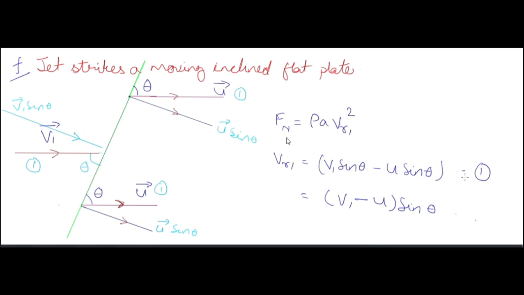So Fn will be rho a Vr1 squared, because rho a Vr1 is the mass flow rate and Vr1 is the relative velocity, meaning the change in velocity. So Vr1 is equal to v1 sin theta minus u sin theta, which is (v1 minus u) sin theta. So Fn will be rho a Vr1 squared. You can derive this yourself, it is not strictly necessary to do it here.